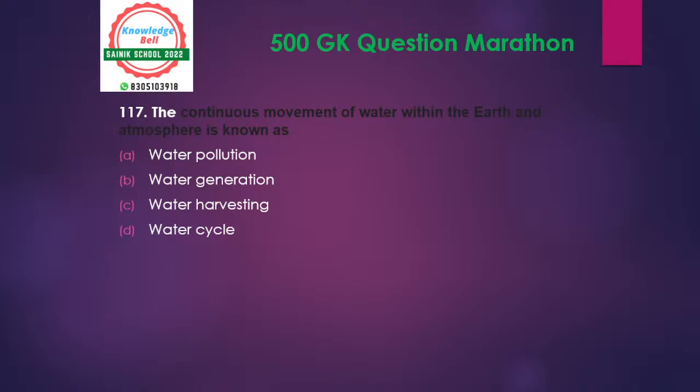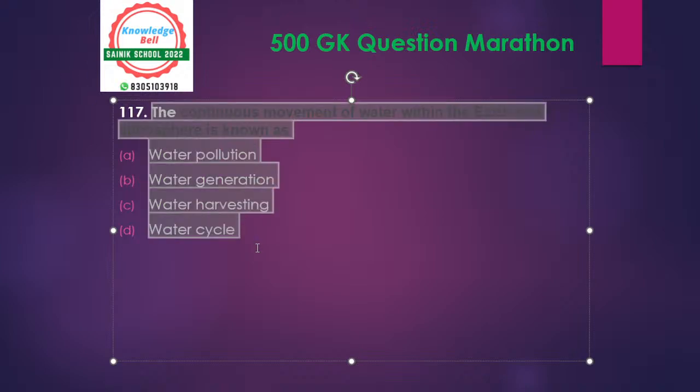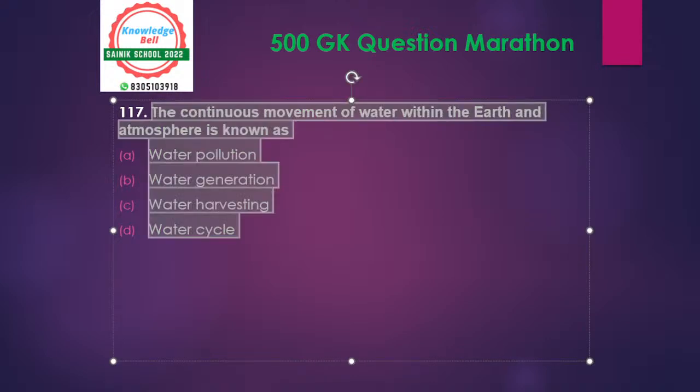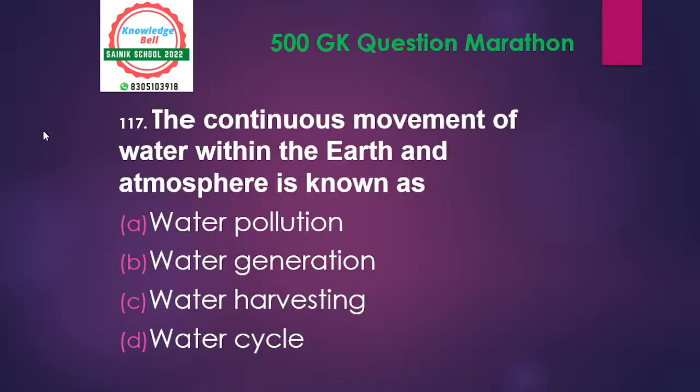क्वेश्चन नंबर 117, द कंटिन्यूअस मूवमेंट ऑफ वाटर. Just give me a minute. Yes, now this is readable. The continuous movement of water within the earth and atmosphere is known as water pollution, water generation, water harvesting, or water cycle.